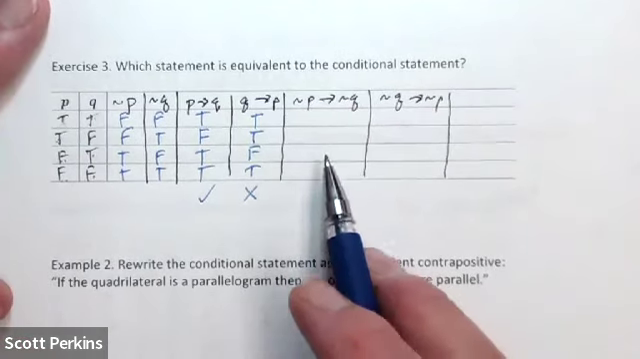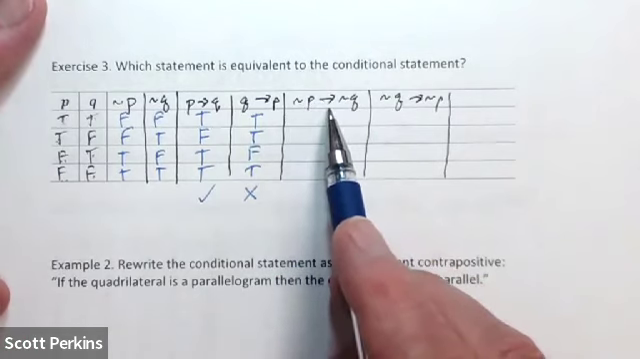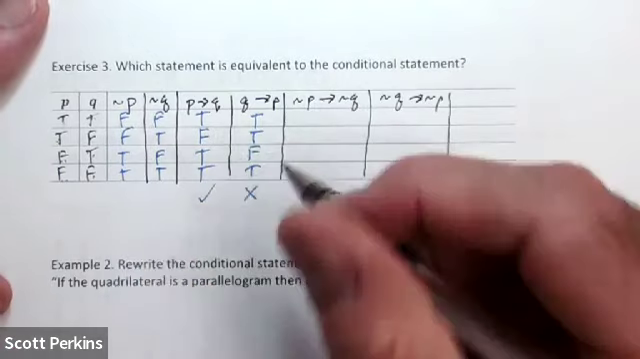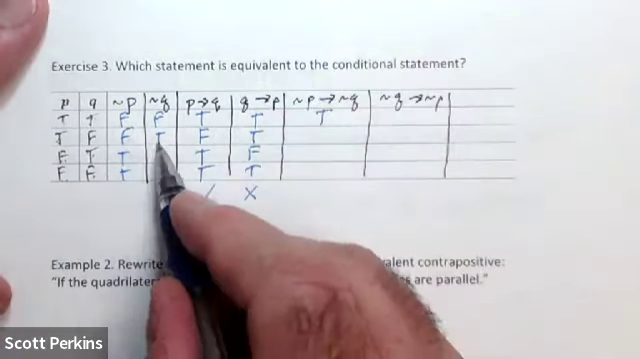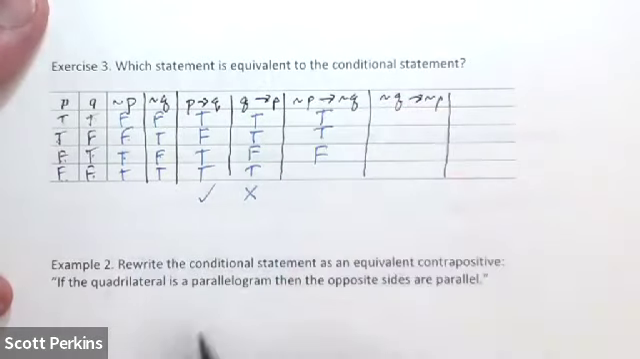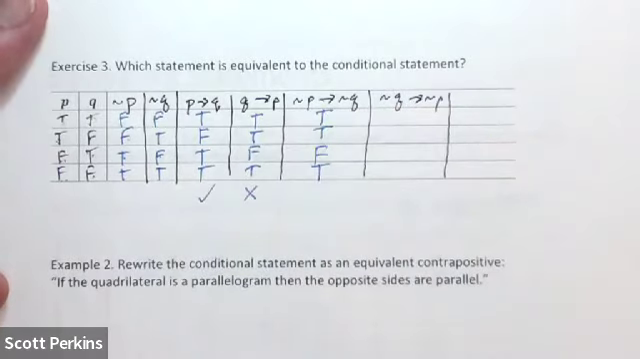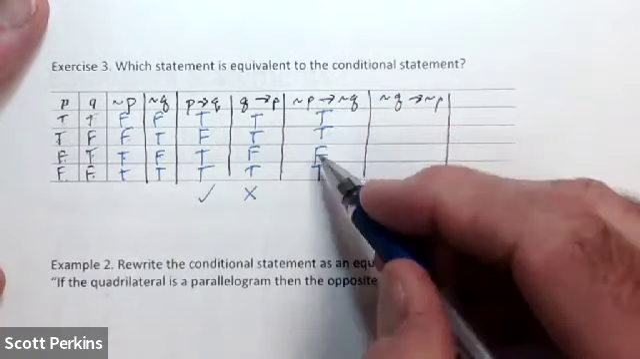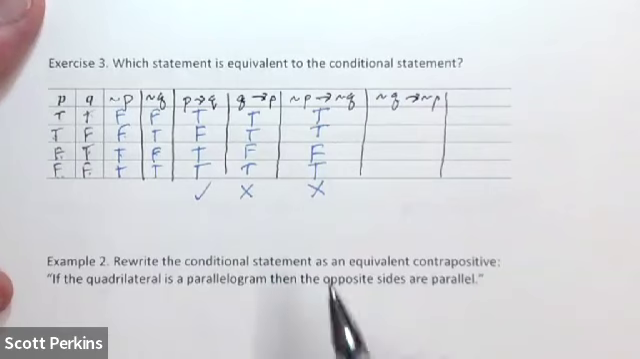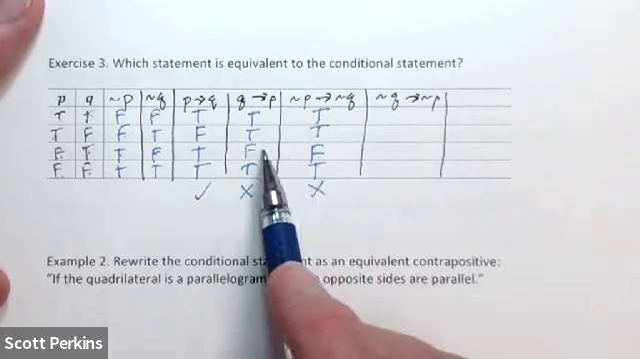The next one, the inverse, where I keep the statements in the same order, but I negate both of them. So squiggly P, squiggly Q. So here's squiggly P and squiggly Q column. False then false. That's true. False then true. That's true. True then false. That is false. And then true then true. That is true. Now notice two things here. My inverse is not equivalent to my original statement, which is what I'm interested in, but the inverse is equivalent to the converse.